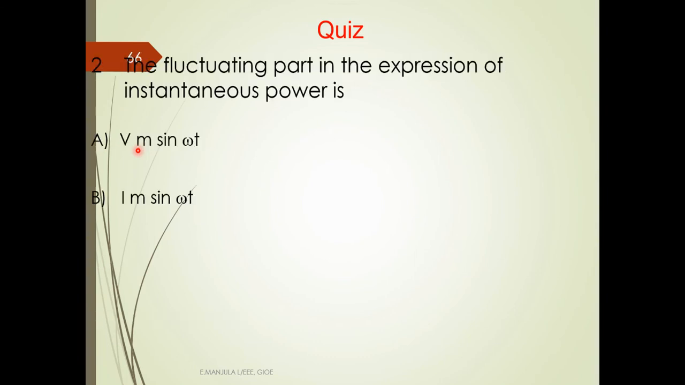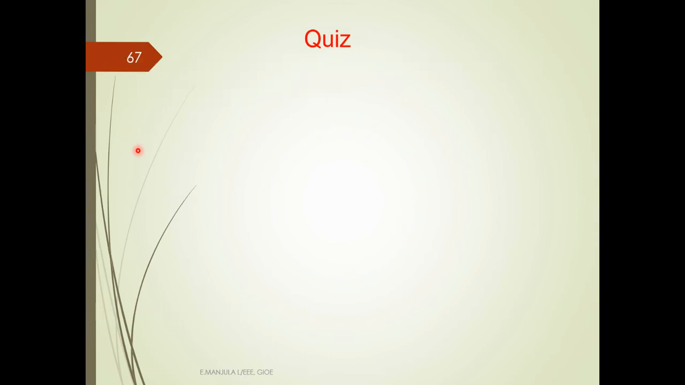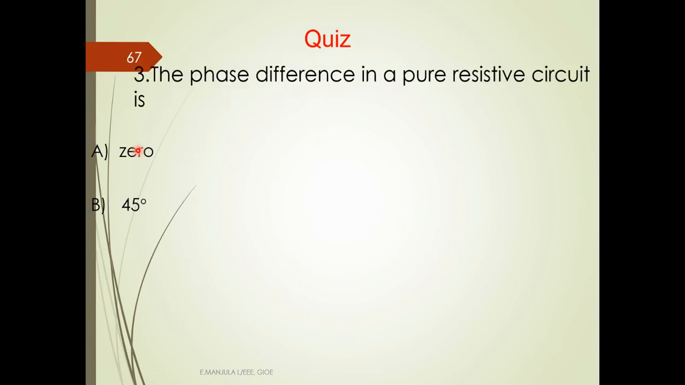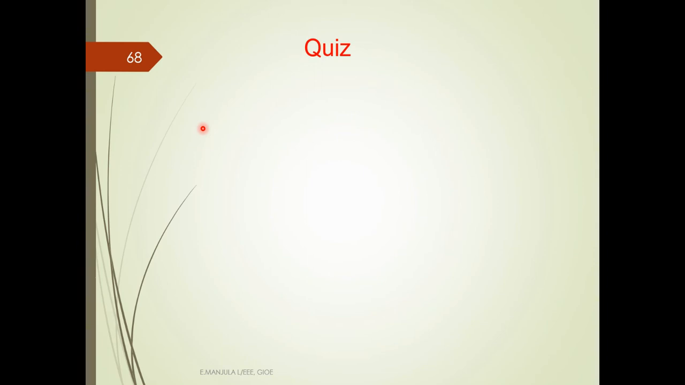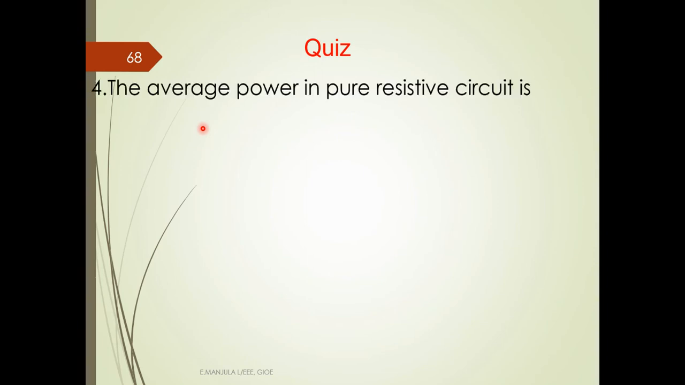The fluctuating part in the expression is P maximum into cos 2 omega t. The phase difference in a pure resistive circuit is always zero. The average power in a pure resistive circuit is V into I.